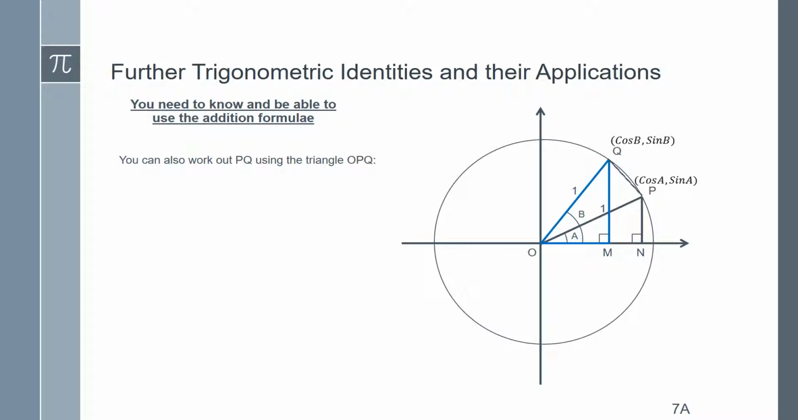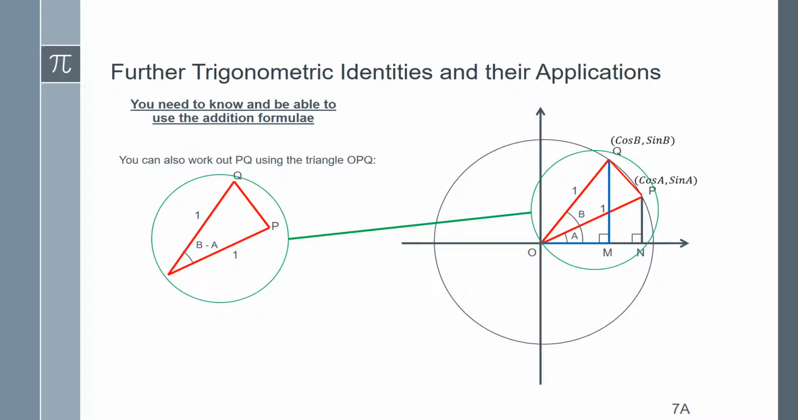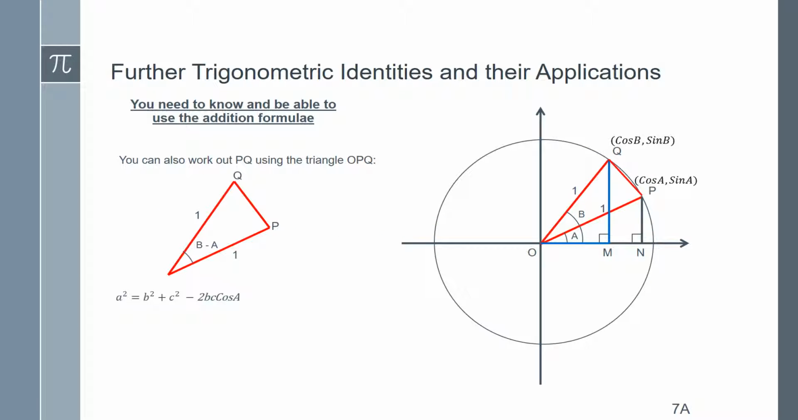However, we can also work out the length PQ in a different way. We could also work it out using the triangle OPQ, that triangle there, now shown in red. It's a non-right angle triangle, so we could use the cosine rule: a squared equals b squared plus c squared minus 2bc cos A. If we substitute the points in, then b and c are both 1, and the angle is B minus A. So it's 1 squared plus 1 squared minus 2 times 1 times 1 times the cos of B minus A. Rearrange it ever so slightly: 2 minus 2 cos (B minus A).